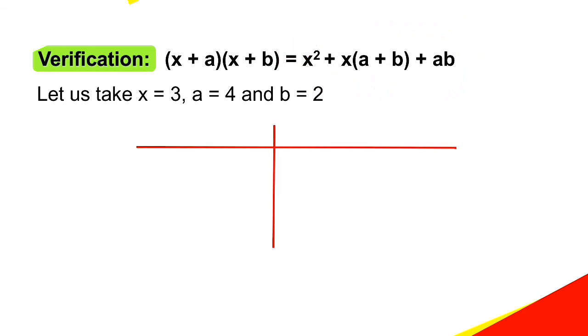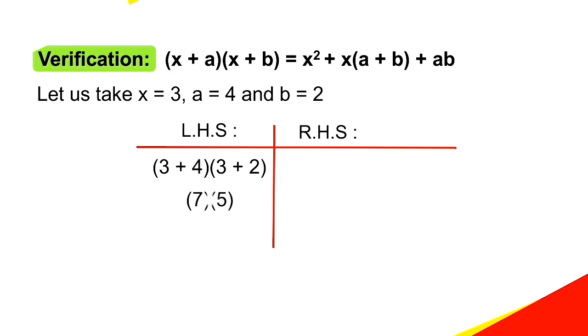Right, now I am going to make two separate blocks. The first one is LHS. What is the LHS side? Previously I said (X plus A) into (X plus B) is the LHS side. Now what is in the RHS side? Right, very good. X square plus X into (A plus B) plus AB. Now I am going to substitute these values in the LHS side. 3 plus 4 into 3 plus 2. So 3 plus 4, what can we get? Right, that is 7. 3 plus 2, what can we get?